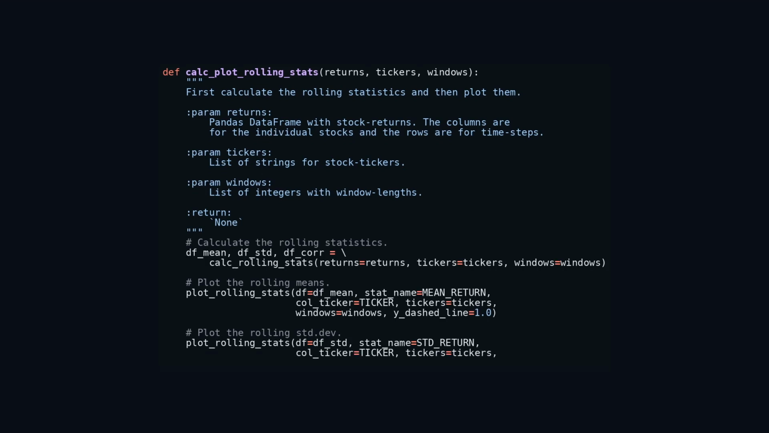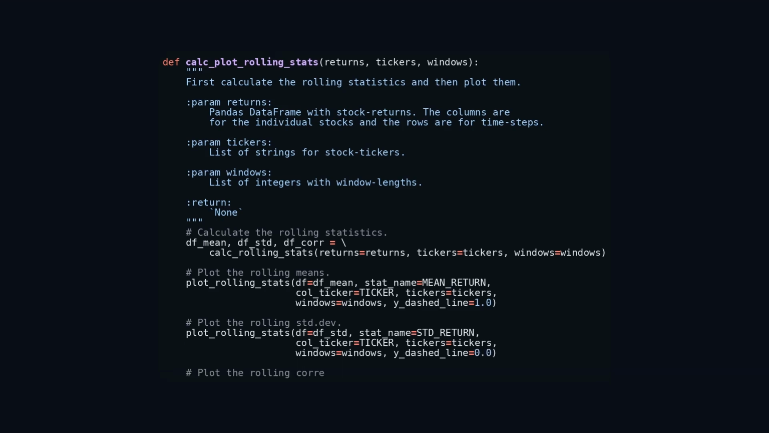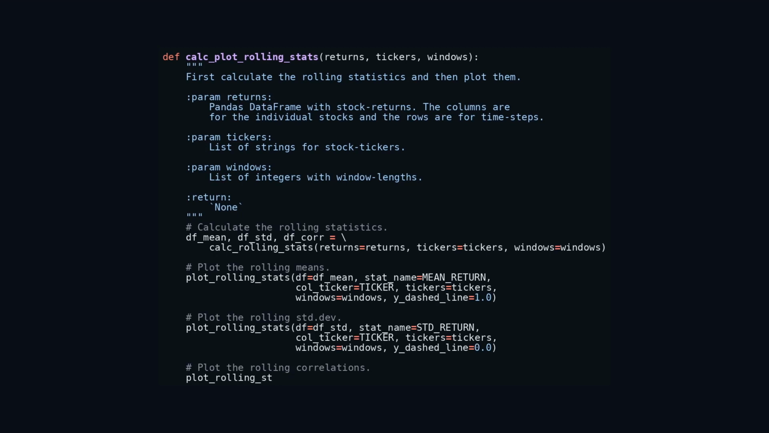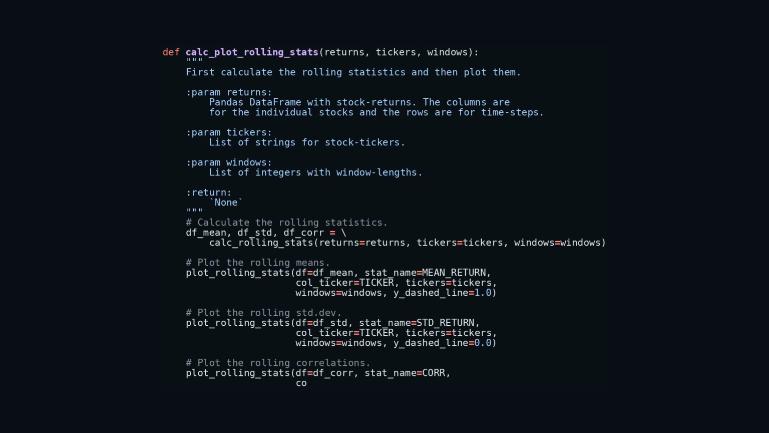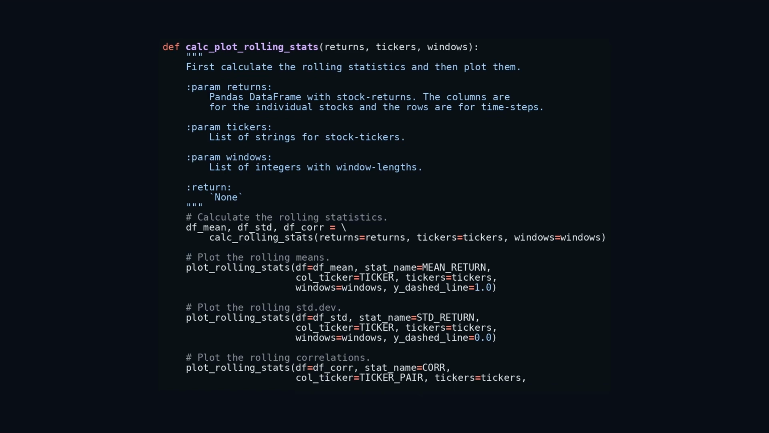This approach is beneficial for analyzing the performance and dynamics of different stocks over time. Visualizing rolling statistics provides insights into trends, volatility, and correlations between stocks within specified time windows. Such analysis aids in making informed investment decisions and devising risk management strategies based on historical data.